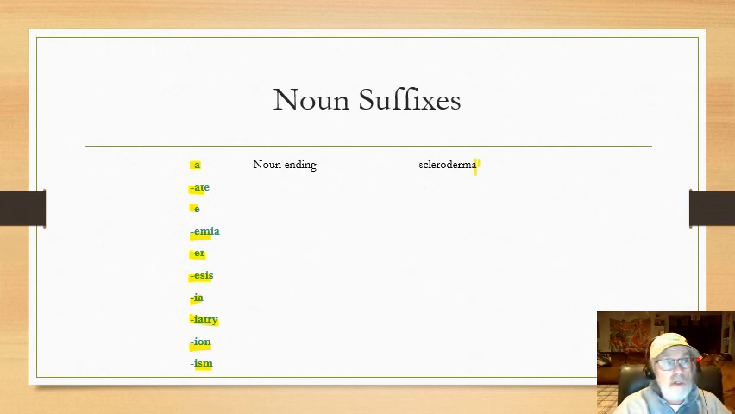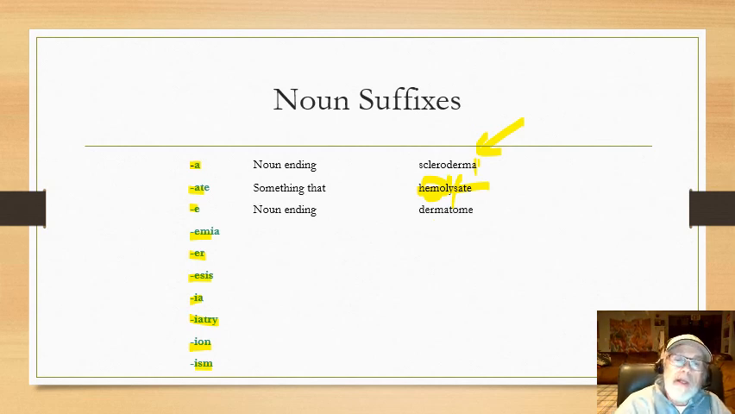It's a much longer, slower demise because of that, but that would be called scleroderma, and that's the name of a particular disease, okay? Ate, something that is a hemolysate is something that will lyse, which we talked about as a suffix before, will break things down. Breaking things down, what? Hemo, blood. So things that break down blood would be called a hemolysate. Okay. Here's a noun ending, dermatome and E.